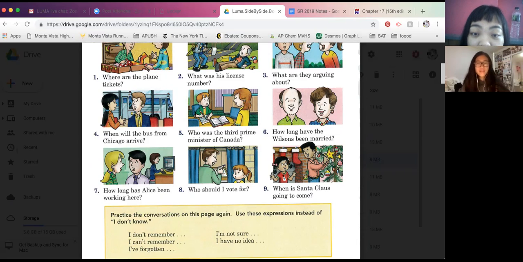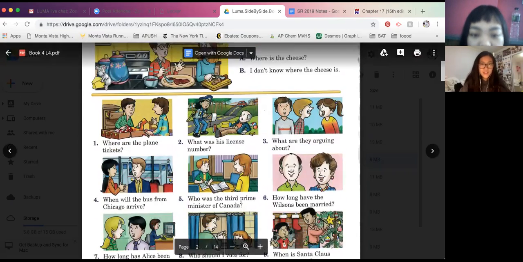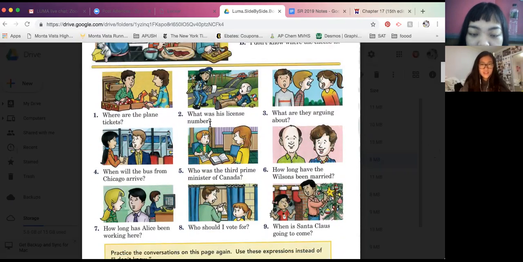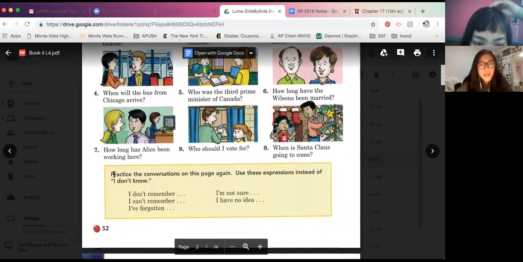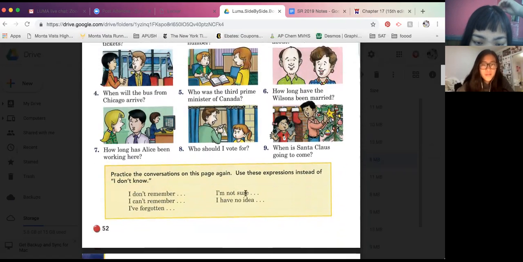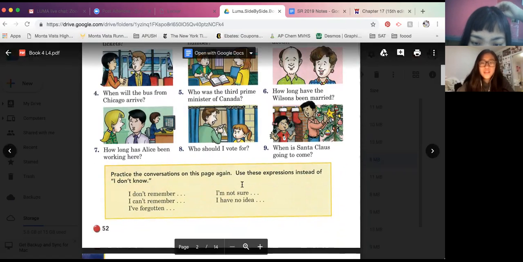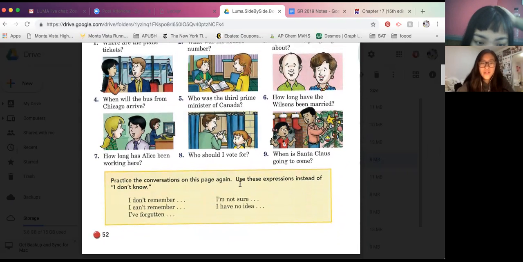So, are you comfortable with this one? Like this grammar structure, I guess. Is it good? Okay, good. Okay, so at the bottom of the page it says, practice the conversations on this page again. Use these expressions instead of I don't know.